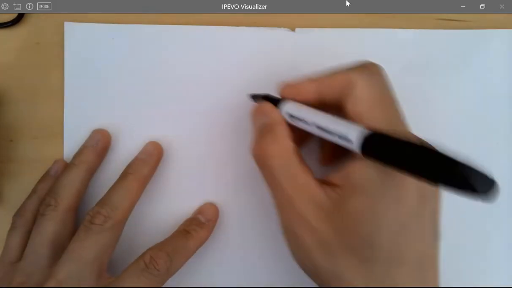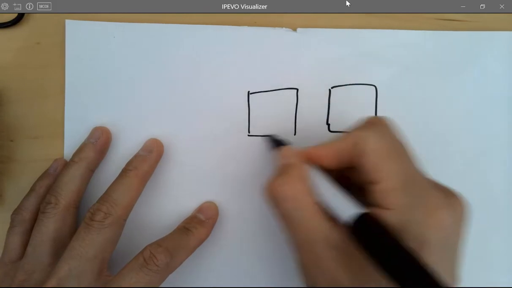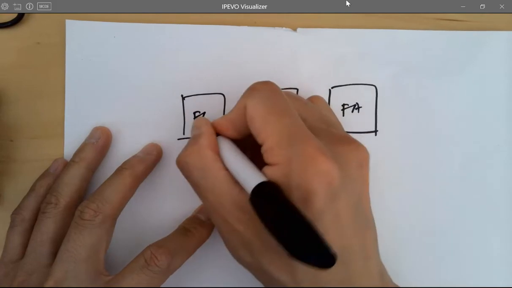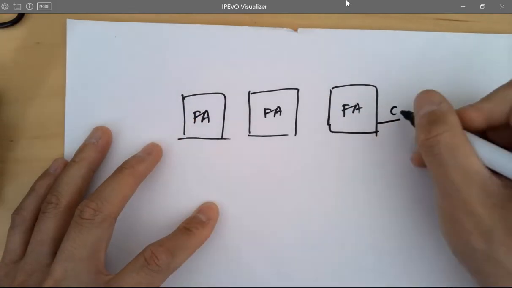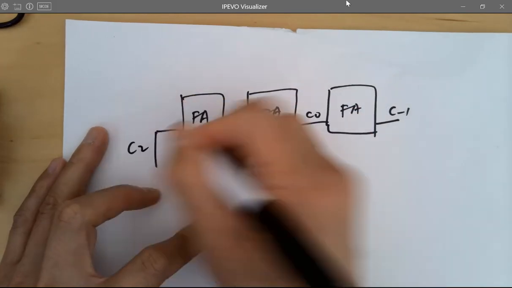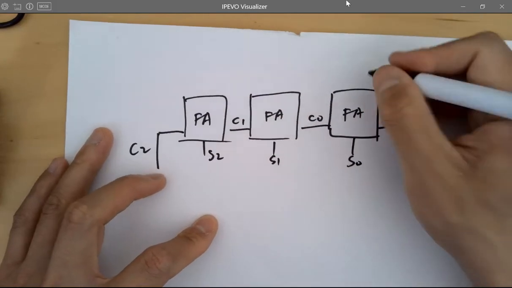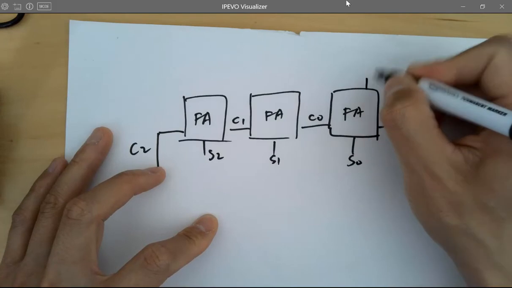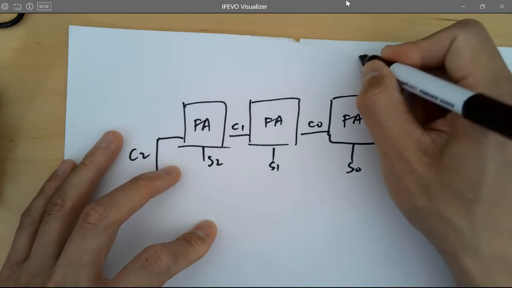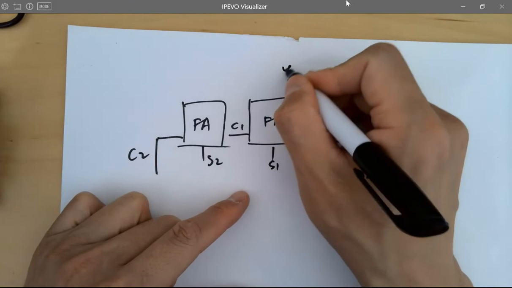The schematic of the 3-bit adder subtractor is like this. I just named it C minus 1, C0, C1, and C2, S2, S1, S0. Okay, and you want to turn on the subtractor's function by giving a 1 or 0 to the control bit. I'm going to show you the schematic really quick.